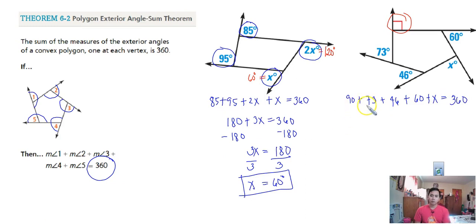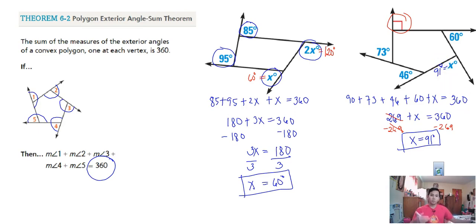If I add 90 plus 73 plus 46 plus 60, this will give me 269 plus x is equal to 360. So I'm going to subtract 269 from both sides to get the value of x. Of course, this will be cancelled. So I have here x is equal to 91 degrees. So the measurement here is 91 degrees. Right, there you go.